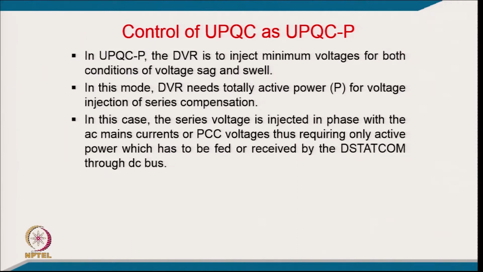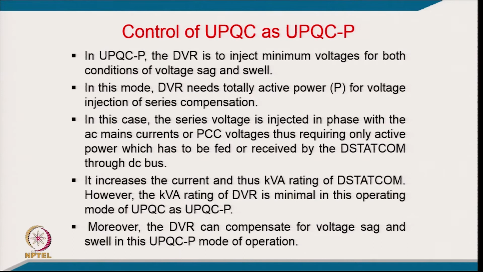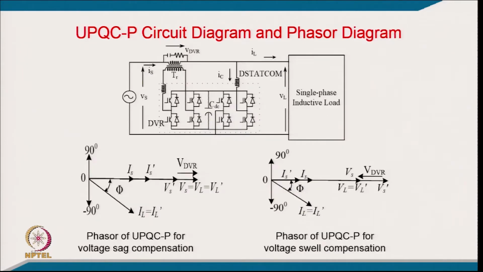In this case, the series voltage is injected in phase with the AC mains current or PCC voltage, thus requiring only active power, which can be received by the D STATCOM through the DC bus. It increases the current rating and thus the kVA rating of D STATCOM. However, the kVA rating of DVR is minimum in this operating mode of UPQC, UPQC-P, and moreover the DVR can compensate for voltage sag and voltage swell in this UPQC-P mode of operation.